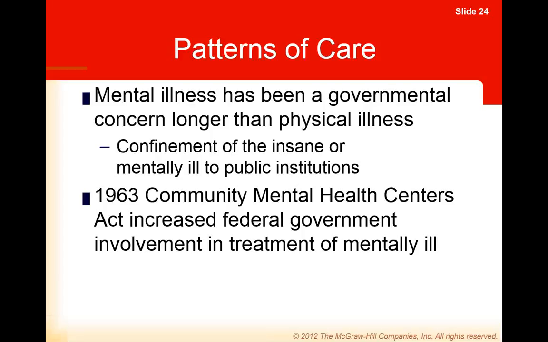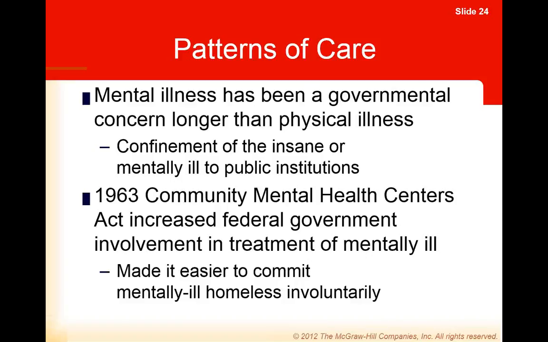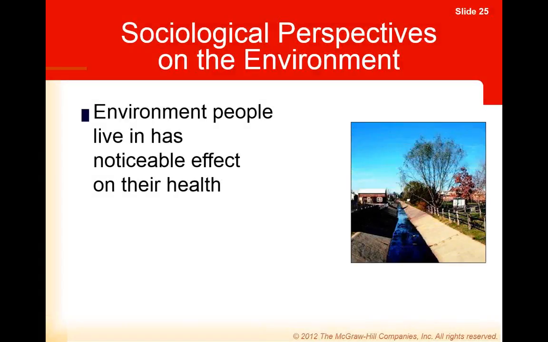In 1963, the Community Mental Health Center Act increased federal government involvement in the treatment of mental illnesses. This is when we began to see a lot more institutions created for housing people who simply couldn't care for themselves. It also made it easier to commit mentally ill homeless involuntarily, because oftentimes they would not want to seek treatment themselves, or couldn't seek treatment themselves. They just didn't have the mental capacity to do it. But this way the government could say, for the protection of this individual and other individuals, we're going to commit them and they're going to be cared for. They're going to have food and shelter and everything else. But then in the 70s and 80s, a lot of these people were released back out into the streets as the funding got cut off for some of these institutions.